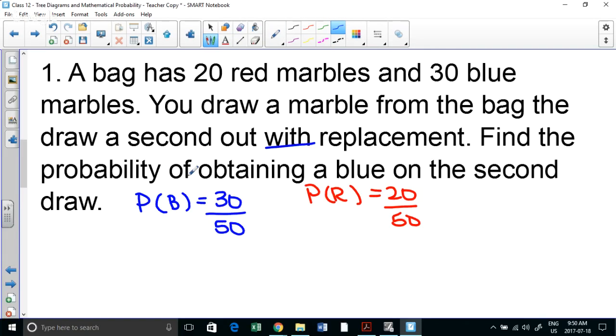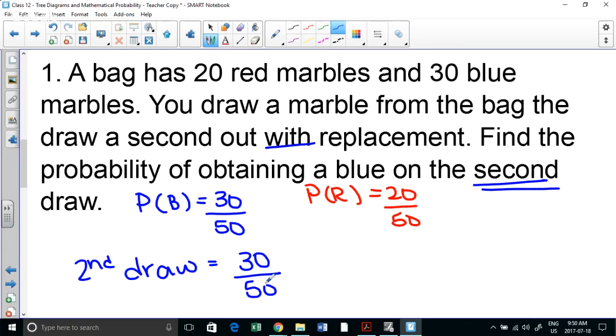But I put the marble back in. So I take a marble out, I look at the color, it's blue or red, I don't really care, and I throw it back in the bag. What is the probability of obtaining a blue on the second draw? Well, there are still 50 marbles in the bag. There are still 30 blues. So my probability is still 30 over 50 because I haven't done anything. The first draw does not influence the second draw. So they are independent of each other.